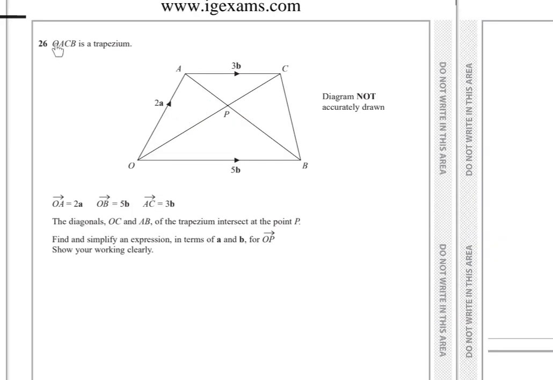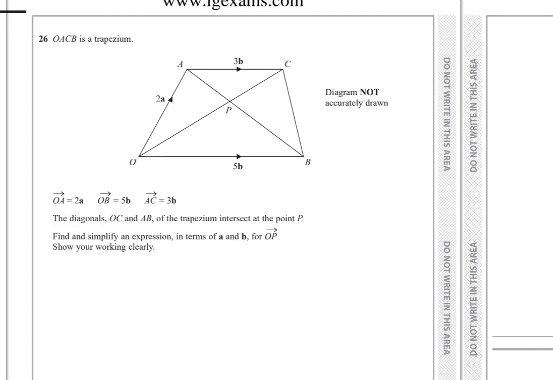26. OACB is a trapezium. OA is 2a, OB is 5b, AC is 3b. The diagonals OC and AB of the trapezium intersect at the point P. Find and simplify an expression in terms of a and b for OP.